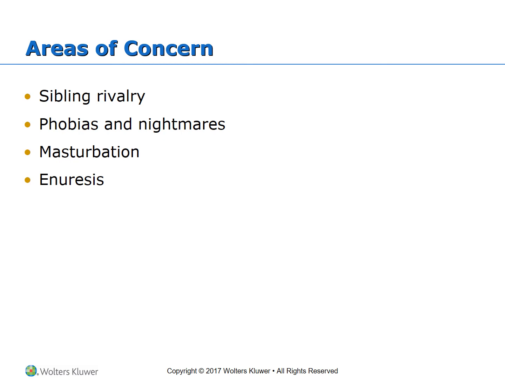Enuresis is bedwetting. It's common. It's usually not diagnosed as a problem until the child is age 5 or older. And it can be a result of a physical or emotional disorder, and it may be hereditary.